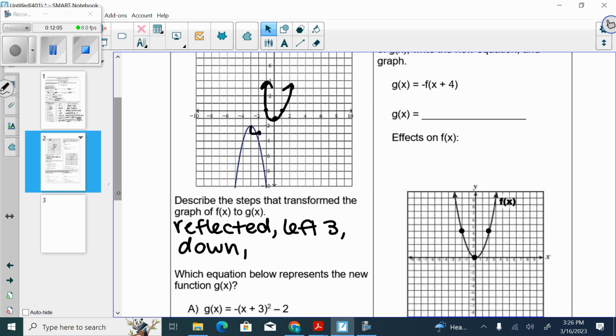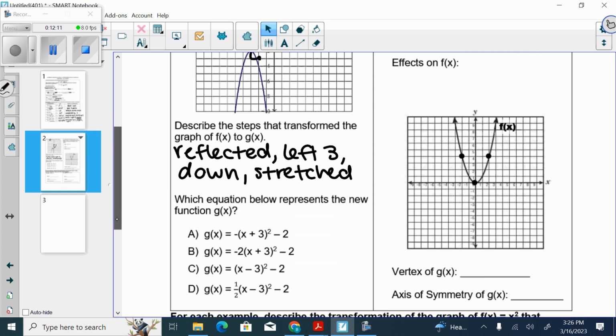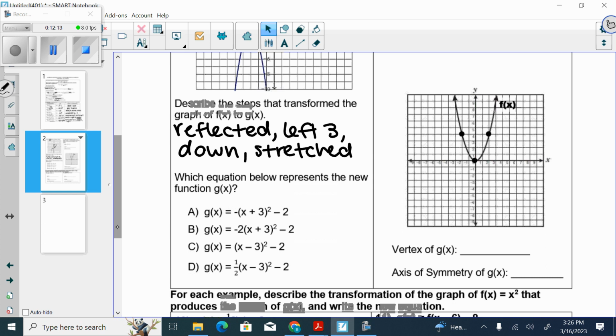Stretch, right? Because it got skinnier. Good. So, and it was stretched. Good. All right. So now I'm looking for which one of these equations shows all the things that we just wrote down. So first of all, if it's reflected, what does it need out in front? A negative. Okay, so which ones can we already cross out? C and D. All right, they both don't have negatives in front.